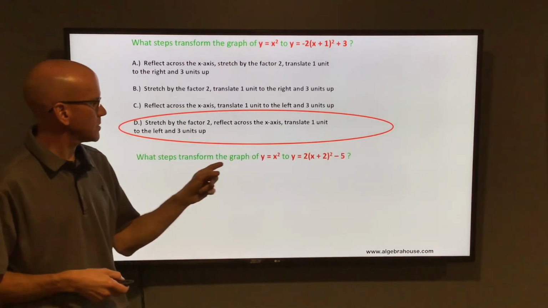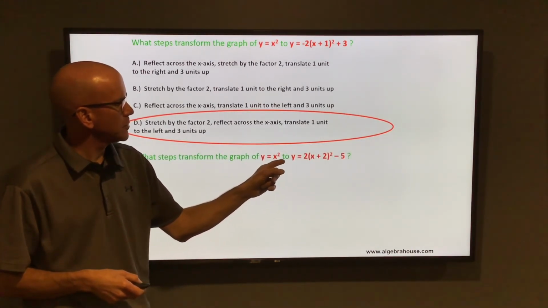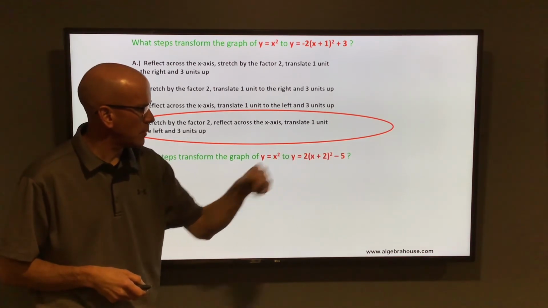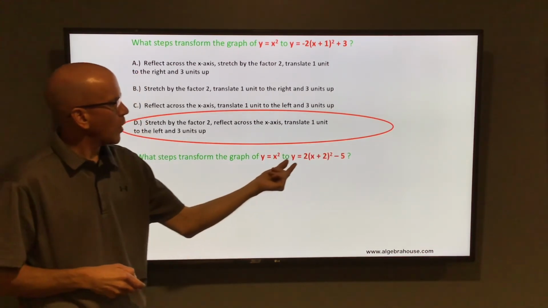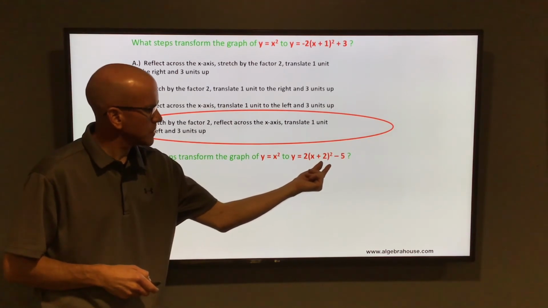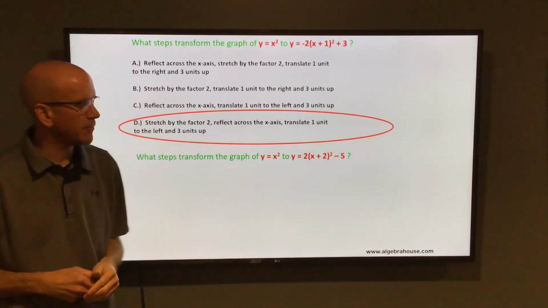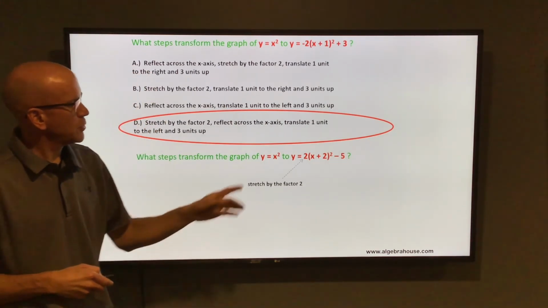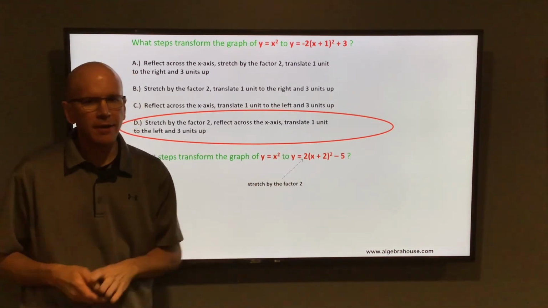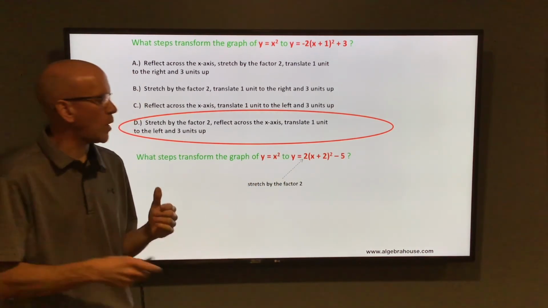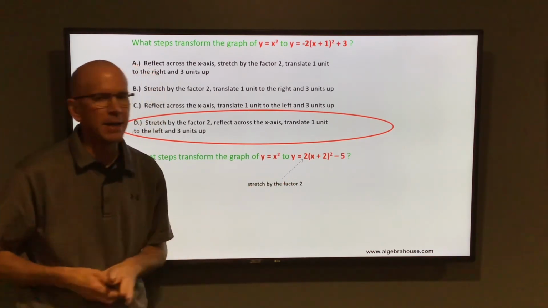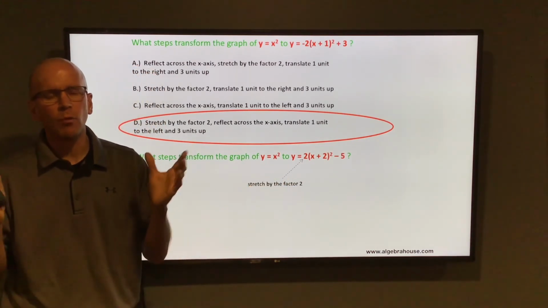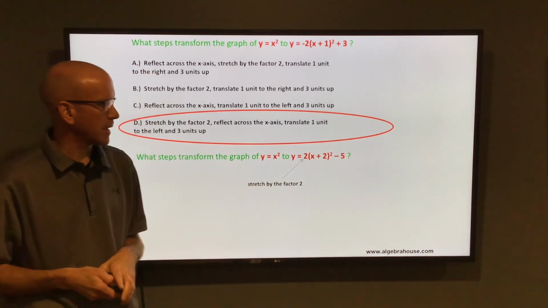What steps transform the graph of y equals x squared to y equals 2 times (x plus 2) squared minus 5? So what does the 2 do? What does the 2 inside the parentheses do? And what does the negative 5 do? That 2 out in front, that again stretches the graph by a factor of 2. When you multiply the y value, that whole right side, by 2, it's going to stretch the graph away from the x-axis by a factor of 2.